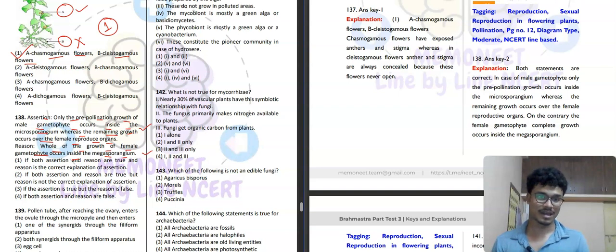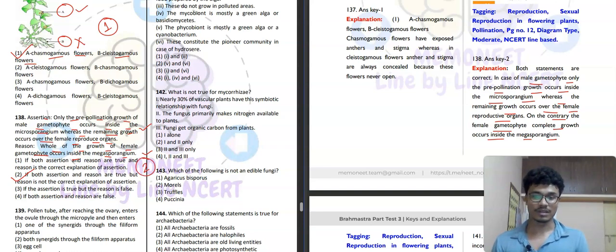But what happens is that in the case of male gametophyte, only the pre-pollination growth occurs inside the microsporangium, whereas the remaining growth occurs over the female reproductive organ. On the contrary, the female gametophyte's complete growth occurs inside the megasporangium. But if we put a 'because' there, this reason is not correctly verifying the assertion. That's why the second option will be our correct answer for this question.